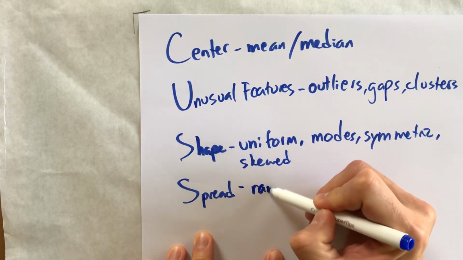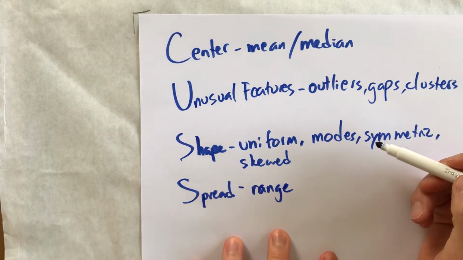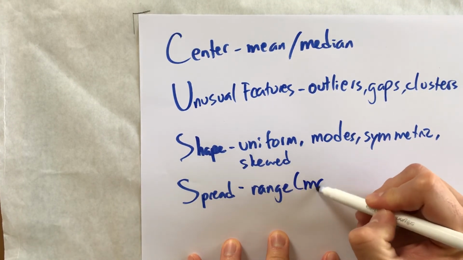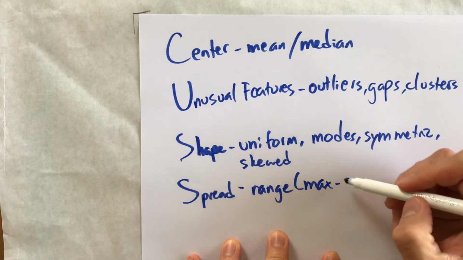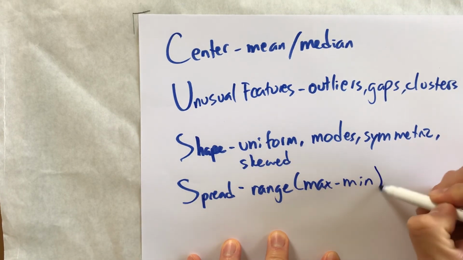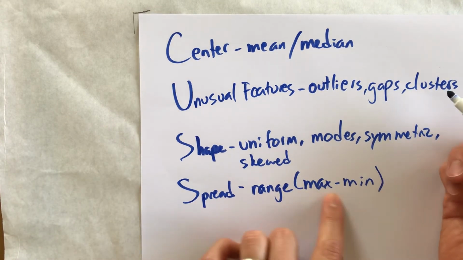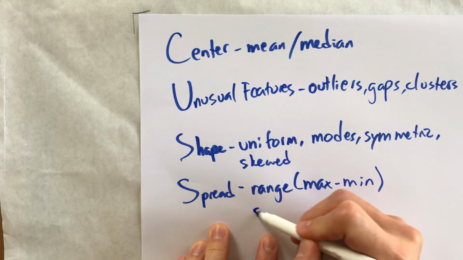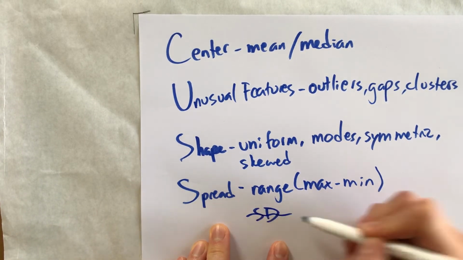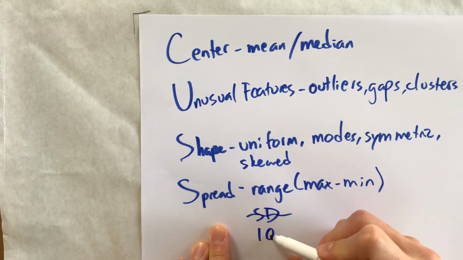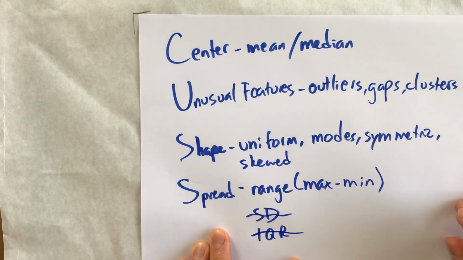And then for spread, we're looking at the range. For now, we're just calculating the range, which is simply your max, the largest value, versus your minimum. Okay. Give me 1 second. Thank you. Your range. Later on, we'll deal with standard deviation. Don't worry about that for right now. And then we'll talk about IQR in our next chapter as well. Don't worry about that right now.